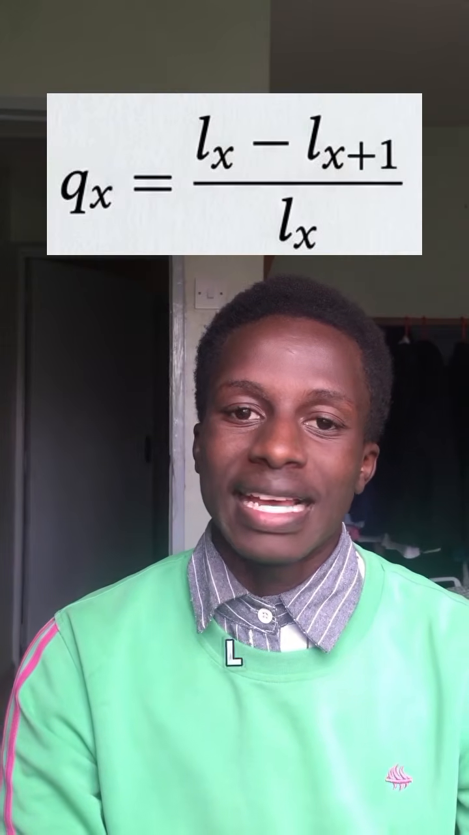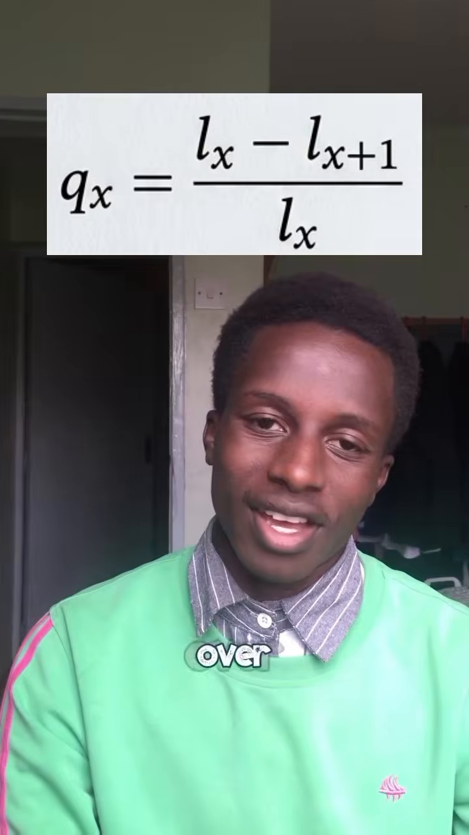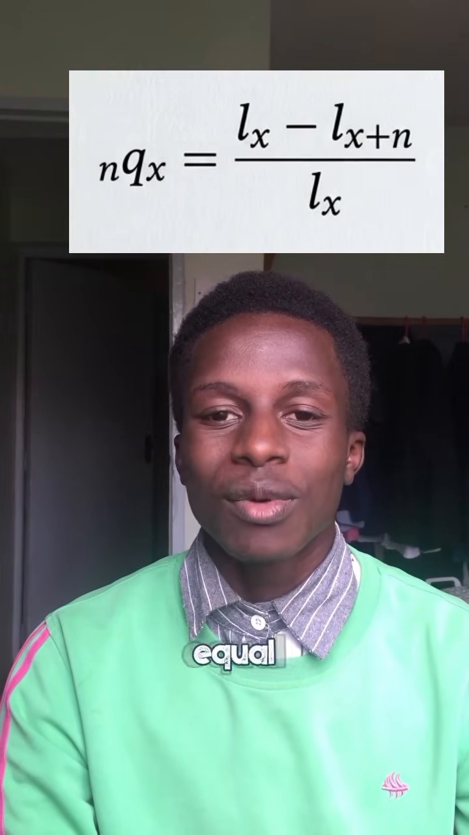What is the formula of Qx? Qx is equivalent to Lx minus Lx plus 1 all over Lx. nQx, on the other hand, is equal to Lx minus Lx plus n all over Lx.